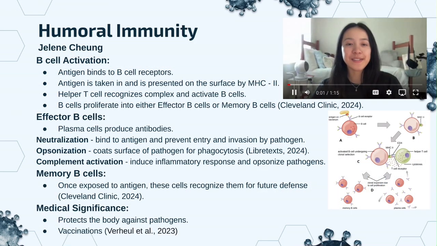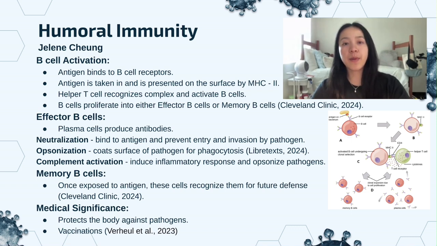When a pathogen is present in the body, the antigens attached to the surface alert the body's immune system. They serve as markers that tell the body that there is a foreign substance that needs to be eliminated. B cells have receptors that will bind to the antigen. The antigen will then be broken up and presented by an MHC2 protein on the surface of the B cell.